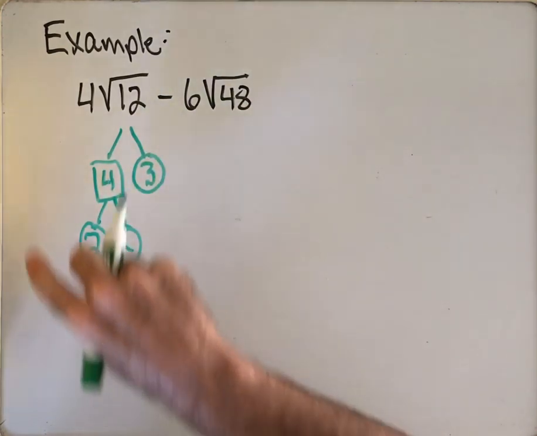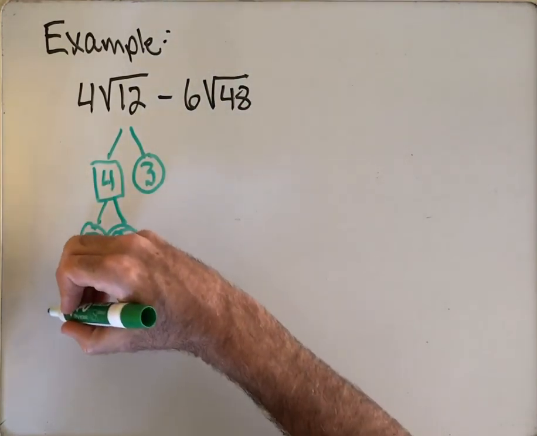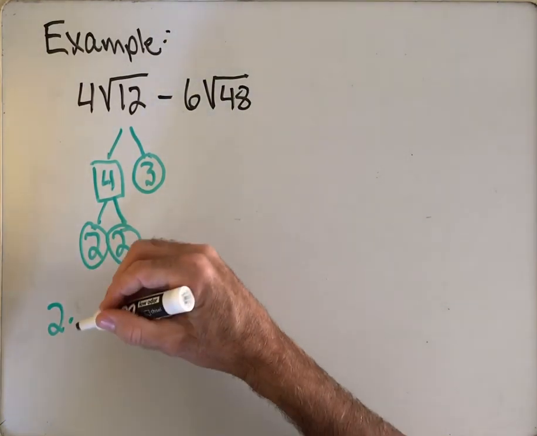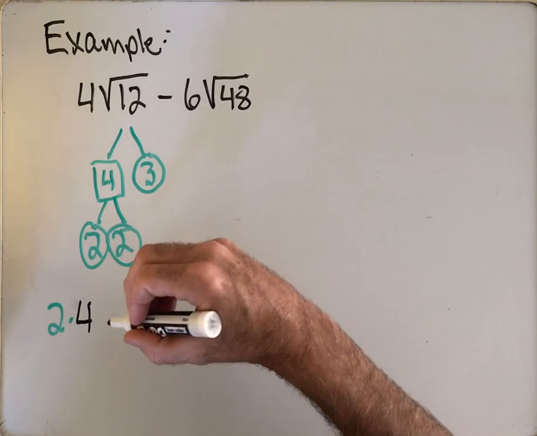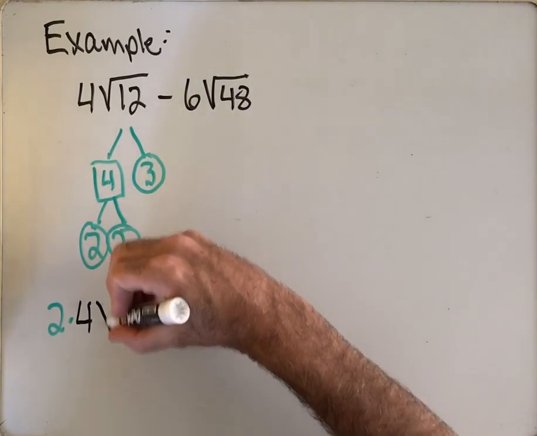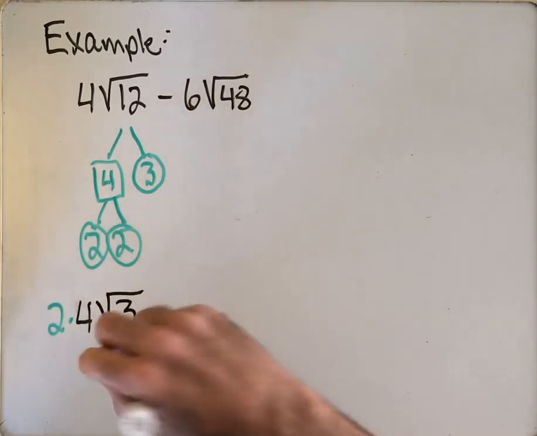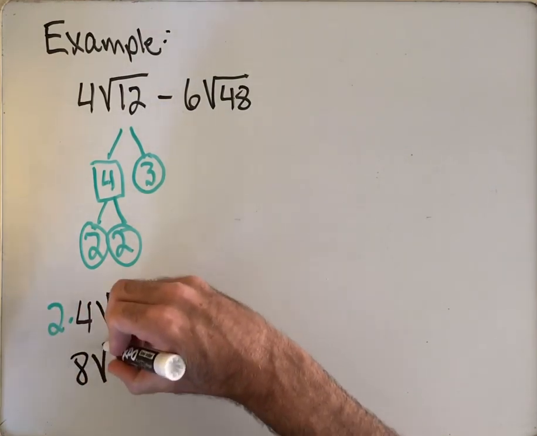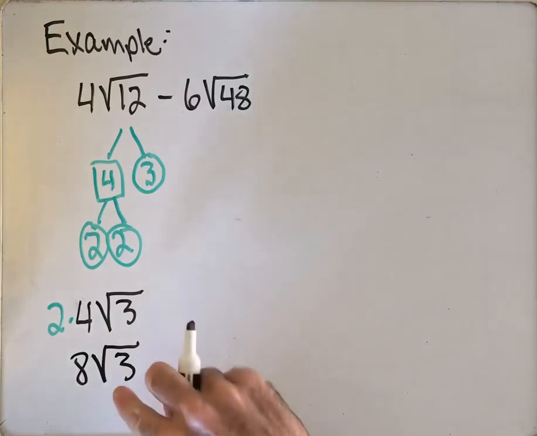All right, so we're going to factor out one of those 2's. So then we got 2 times 4, and then we're left, we got that single root 3 in there. So that's going to simplify. We're going to multiply 2 times 4, which gives us 8 root 3. So now that one's simplified.